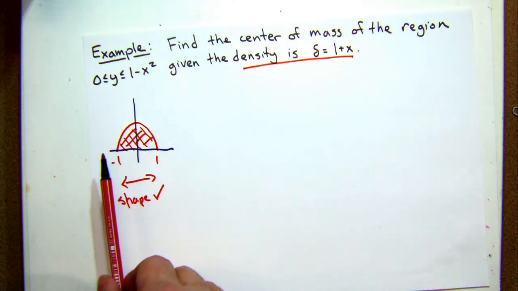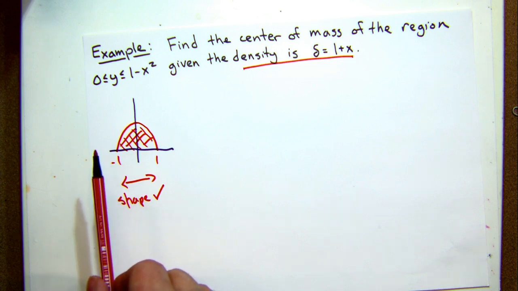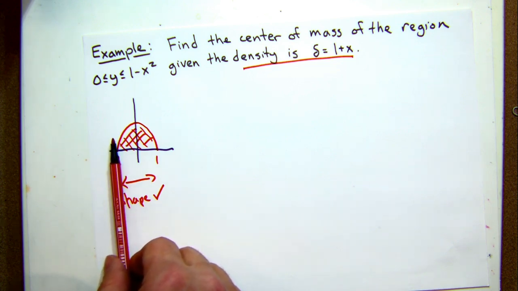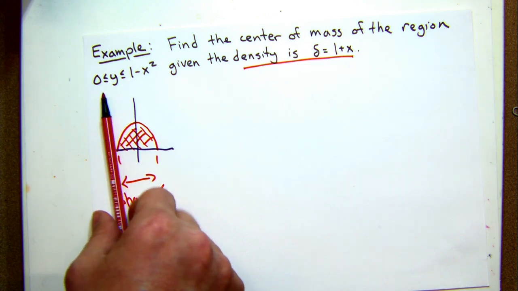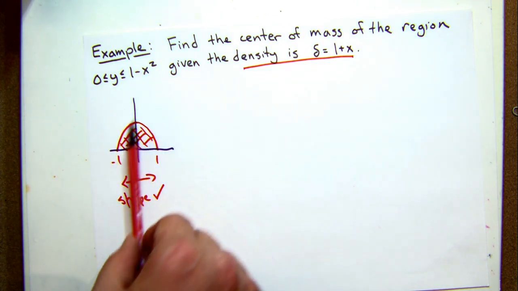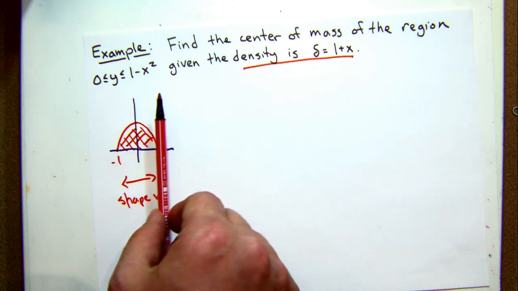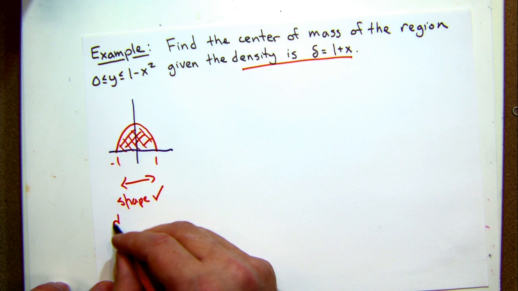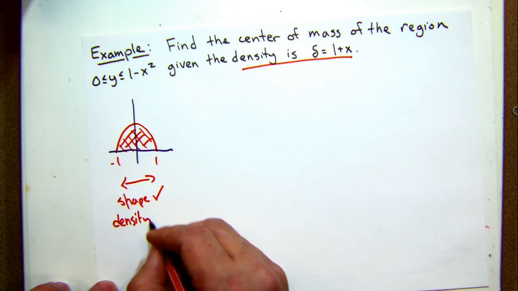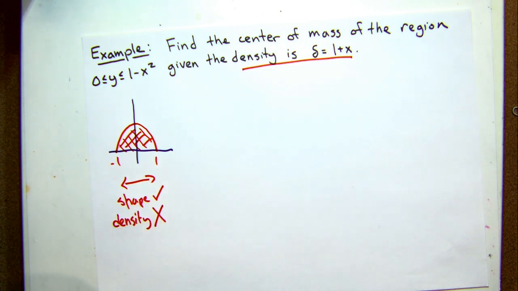So on the far left, the density is very small, 0. If we were thinking of this as a plate, it'd be basically going off to a point. And now over on the right, the density is increasing. So if we think about this as though thickness were density, it's increasing. So it's very thin on the left, very thick on the right. So the shape has symmetry, but the density, no.